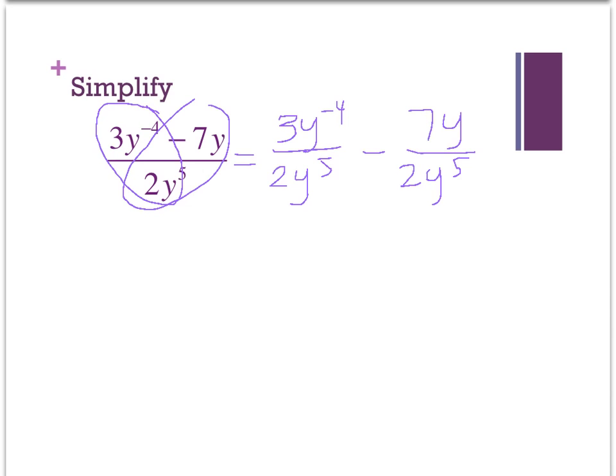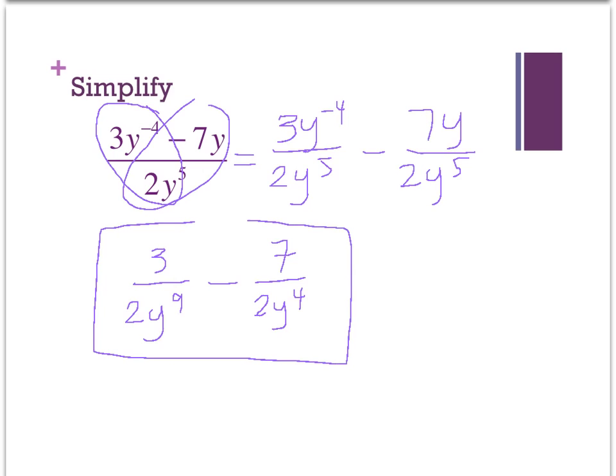So the first term, this y to the negative fourth, we know can go downstairs, which is going to leave us y to the ninth down there. So this will be 3 over 2y to the ninth. On the right side, we have y up top and y to the fifth down bottom. We can't move anything, but we know that one of those will cancel. So we have 7 over 2y to the fourth. Since we have subtraction in the middle here, we can't do anything with our denominators. We have no negative exponents, so this is actually our final answer.